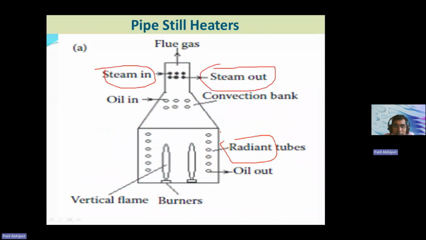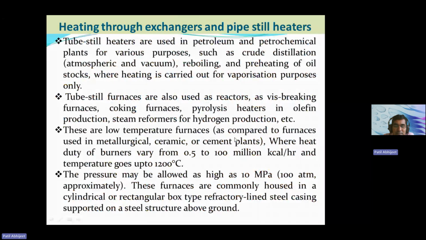Here, the flue gases generated by the flame of the burner also provide a certain amount of heat to the oils. Because of that, the oil is preheated on that surface. That is why pipe still furnaces may also be used as reactors, as a visbreaking furnace, as a coking furnace, or as pyrolysis heaters in olefin production.